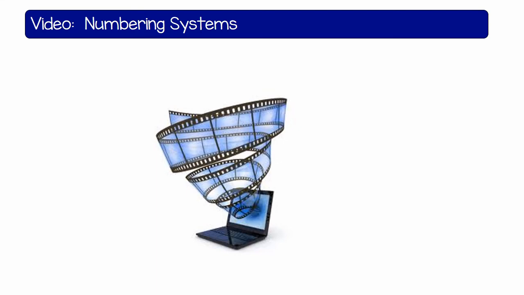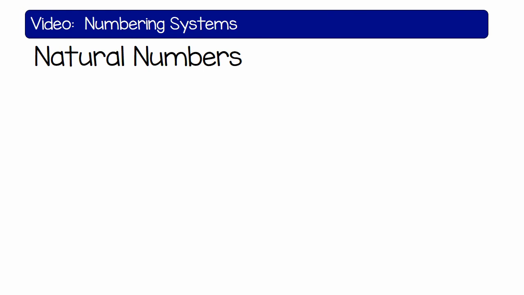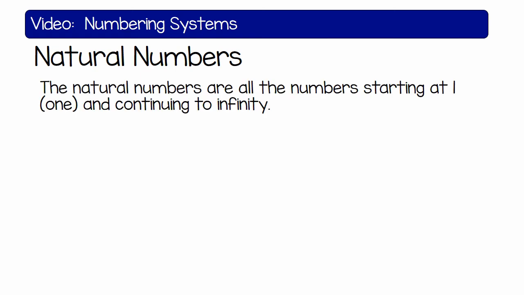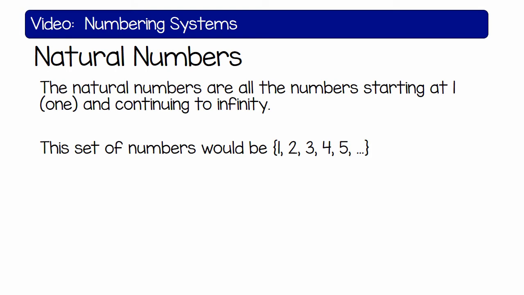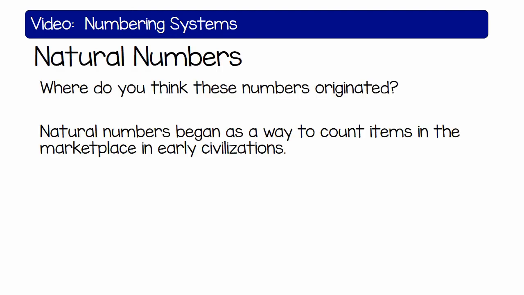Numbering systems. The first number that was used many centuries ago was the set of natural numbers. The natural numbers are all the numbers starting at 1 and continuing to infinity. The set of numbers would be 1, 2, 3, 4, 5, and so on. They were used as a basis for civilizations to count items in the marketplace.